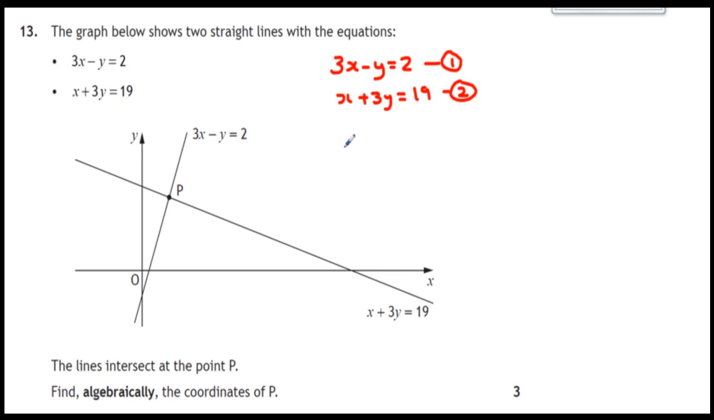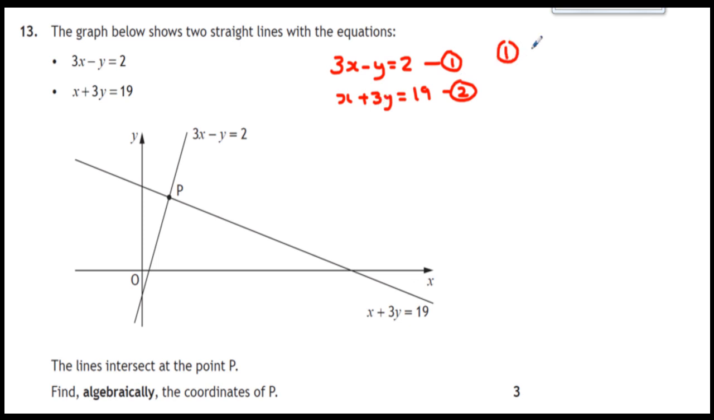So I'll look at the letters, that's 3x and that's just 1x. And I'll look at this one, y is minus 1y and plus 3y. So that's the best one to cancel because one is positive and one is negative, and when they're added they will cancel. But the problem is I really need that to have the same numerical value. I need to have that as a 3. So what I can do is I can take equation 1 and I can multiply it by 3.